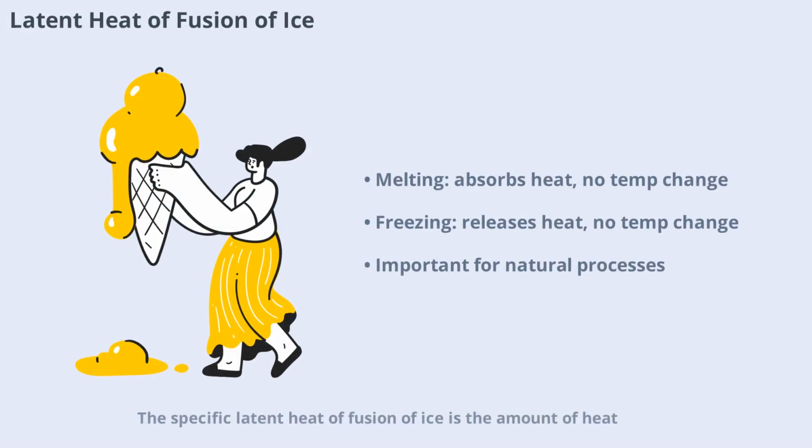The specific latent heat of fusion of ice is the amount of heat required to melt 1 unit mass of ice at 0 °C to water at 0 °C without any change in temperature. Conversely, it's also the heat released when water at 0 °C freezes to ice. This property is crucial in understanding natural phenomena like snow melting and the cooling effect of ice.